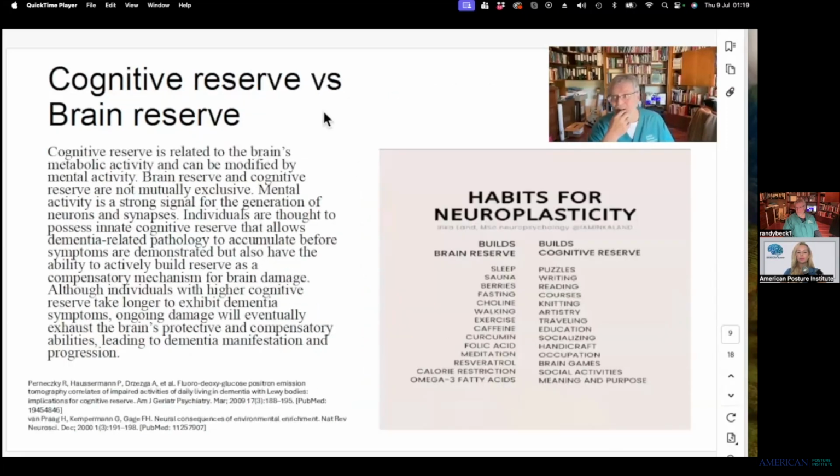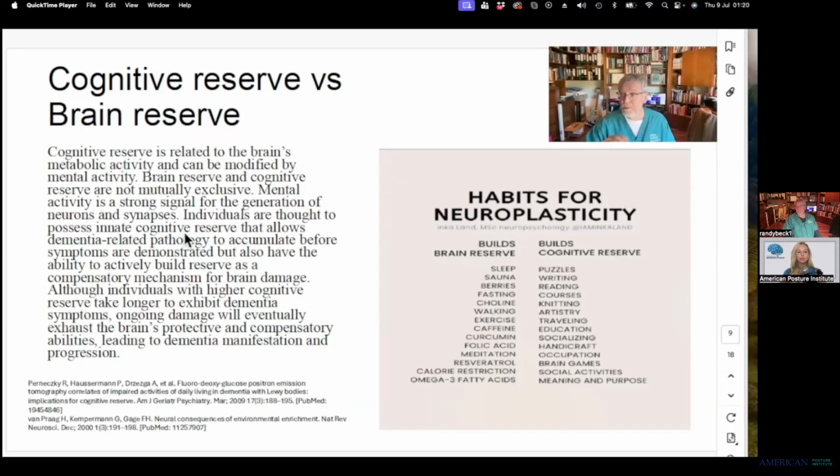Now, let's talk about cognitive reserve versus brain reserve. I know some people might think we're splitting hairs here, but cognitive reserve refers to basically metabolic activity that can be modified by mental activity. Brain reserve and cognitive reserve are not mutually exclusive. Mental activity is a strong signal for the generation of neurons and synapses. If you don't use the synaptic activations, they will eventually weaken or disappear. So use it or lose it is a definite rule inside the brain.